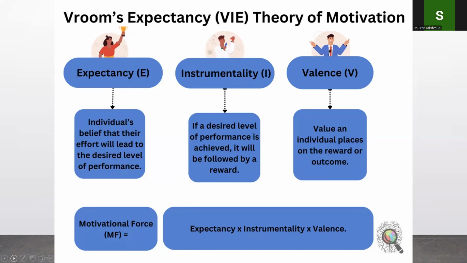motivator. In essence, Vroom's theory highlights that managers must not only offer desirable rewards but also ensure employees believe that they have the capability and the support system to achieve them. Hence, we have discussed three important theories: Abraham Maslow's need hierarchy theory, followed by Herzberg's two-factor theory, and the last theory we discussed is Victor Vroom's expectancy theory.